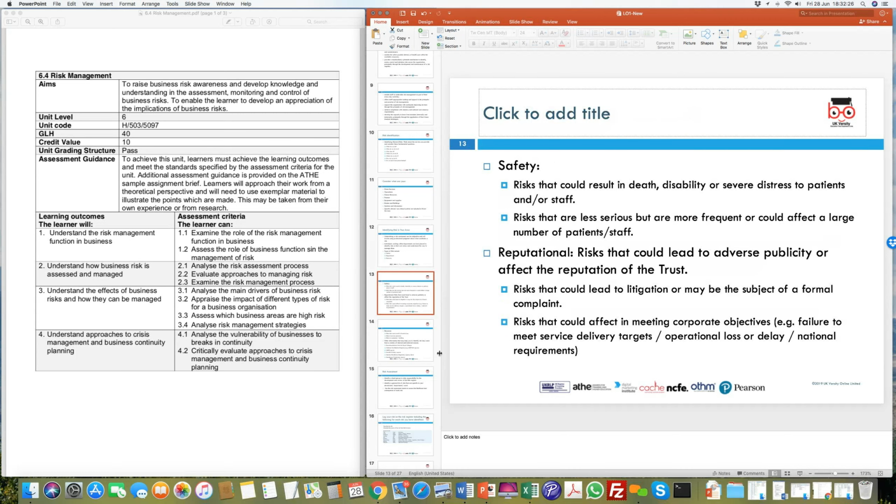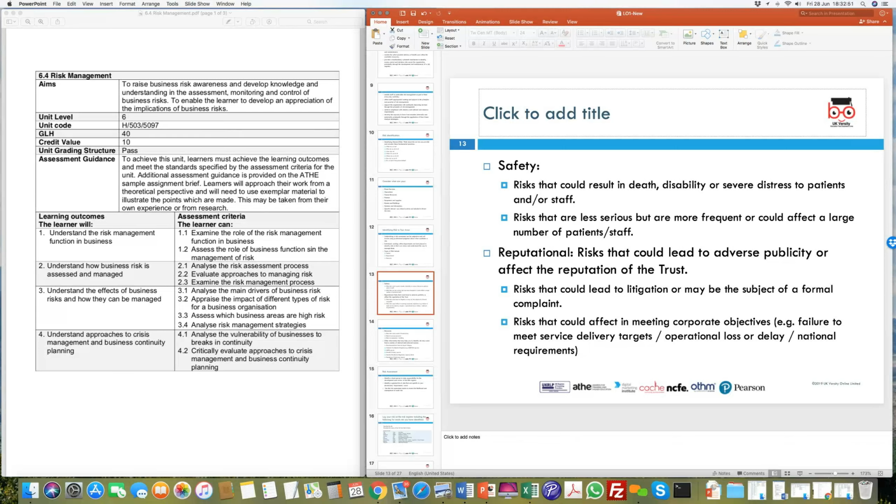I put some slides together with just 1 or 2 bullet points to say what safety risks are. Safety risks could be risks that could lead to death, disability, or severe distress to patients or staff. When you look at reputational risks, these could lead to some sort of litigation, as I mentioned earlier. This could be in the form of a simple thing, like a formal complaint.